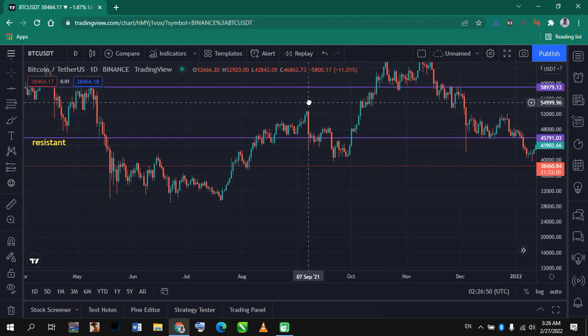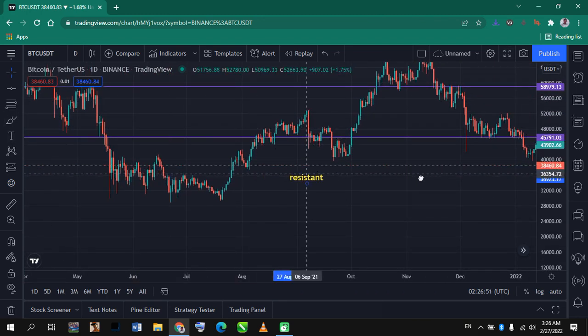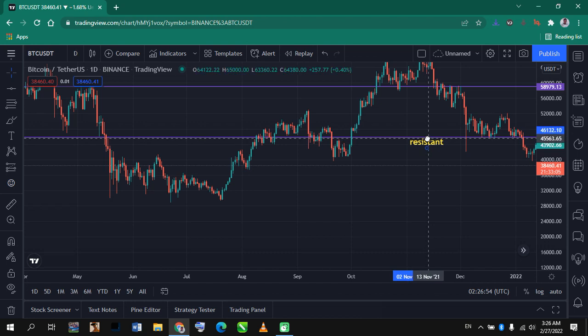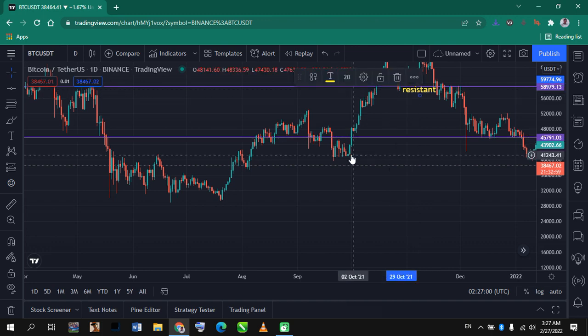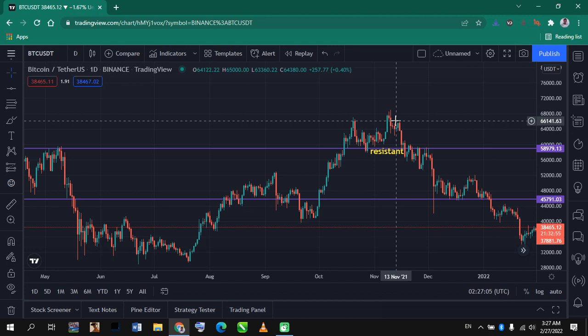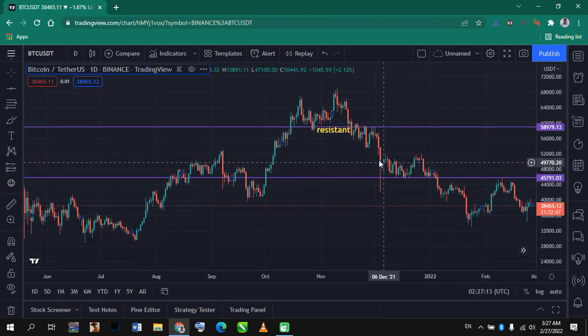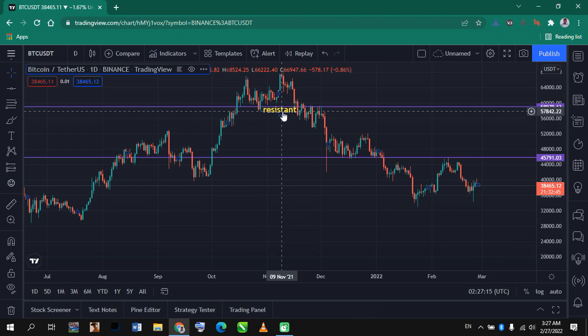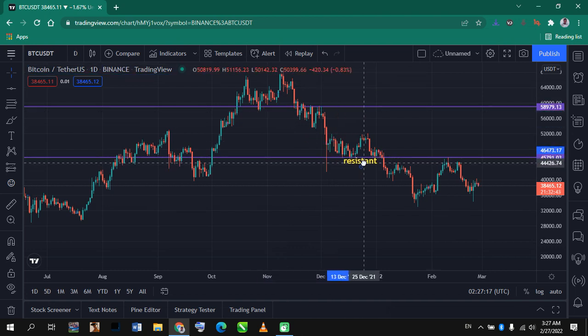Now here we can see that this same level becomes a resistance level at around this level. So it begins to move upward, then tries to break and comes back to this level. Then after this strong resistance, we can see that the price begins to dip further.